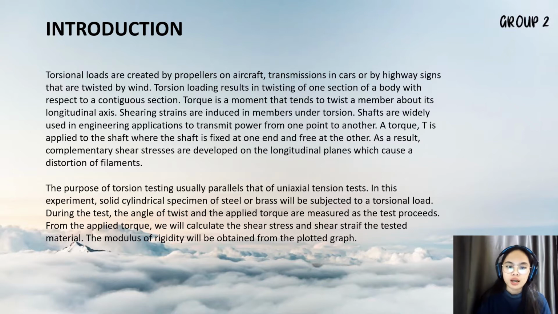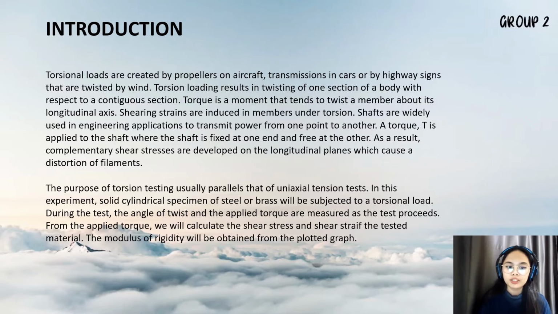Torsional loads are created by propellers on aircraft, transmissions in cars, or by highway signs that are twisted by wind. Torsion loading results in twisting of one section of a body with respect to a contiguous section. Torque is a moment that tends to twist a member about its longitudinal axis. Shearing strains are induced in members under torsion.